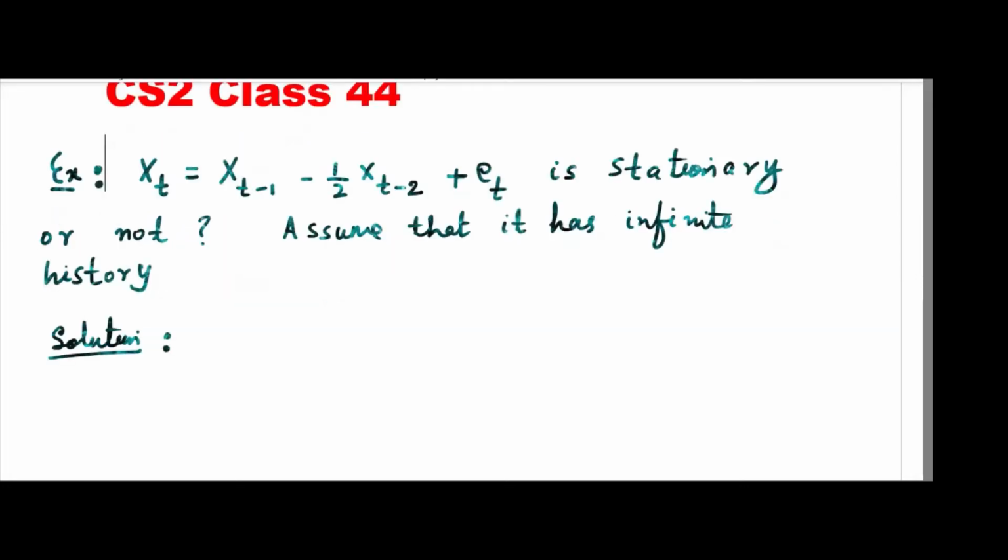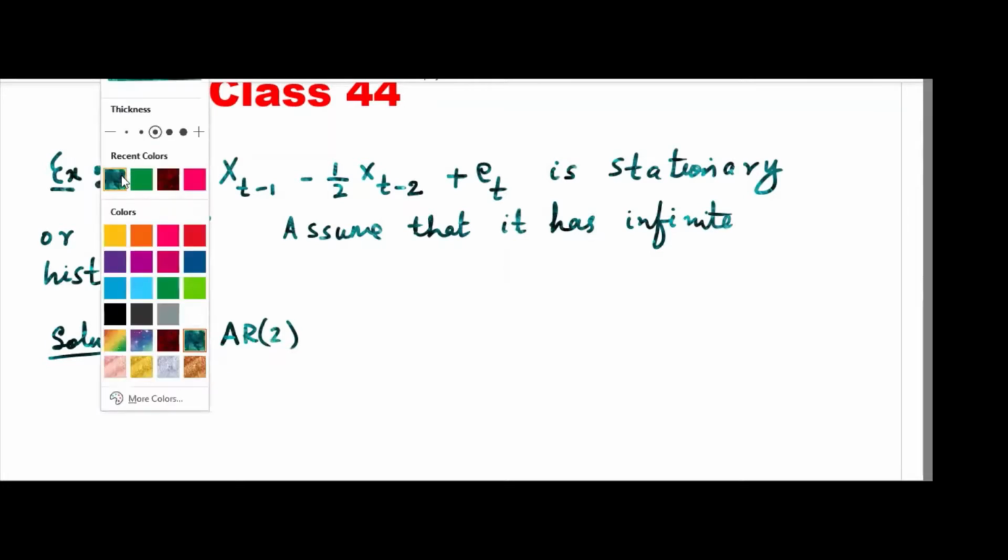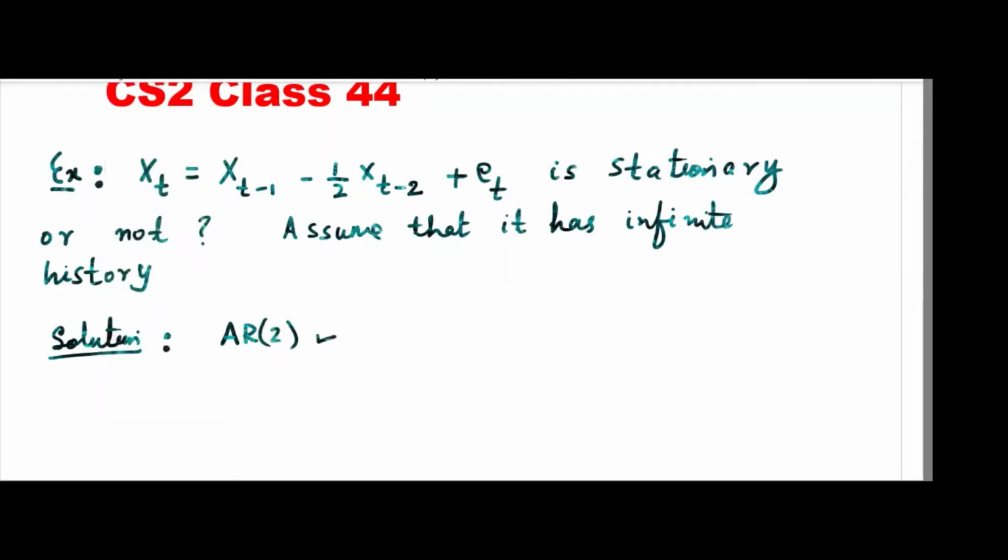The question is: X_t on the left hand side, and on the right hand side you have two terms plus one random shock. You can say white noise. So then you need to check for stationarity. This is AR(2). This is the AR(2) process, and you have to write the characteristic polynomial.